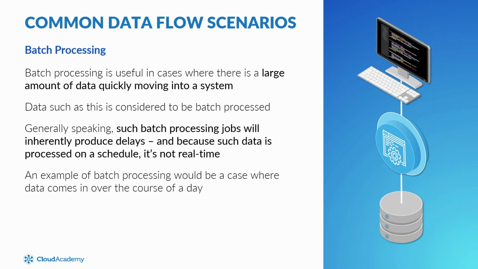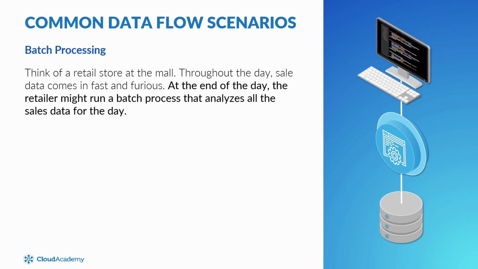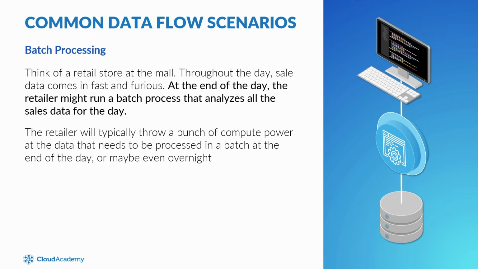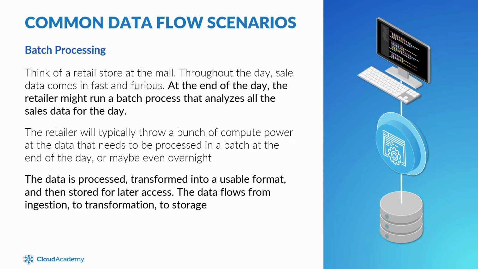An example of batch processing would be a case where data comes in over the course of a day. Think of a retail store at the mall. Throughout the day, sales data comes in fast and furious. At the end of the day, the retailer might run a batch process that analyzes all the sales data for that day. The retailer will typically throw a bunch of compute power at the data that needs to be processed in a single batch at the end of the day, or maybe even overnight. The data is processed, transformed into a usable format, and then stored for later access. The data flows from ingestion to transformation to storage. It's a pretty typical case of batch processing.